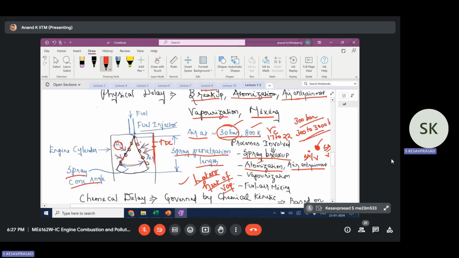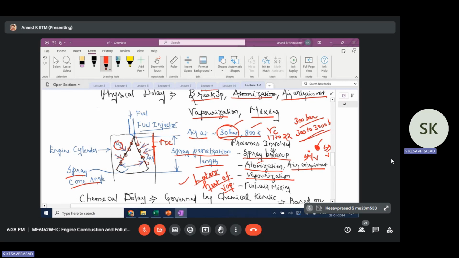So you have to expose the surface area of the fuel drop to the surrounding air so that the fuel will get into the next event, which is vaporization. We want this vaporization to be as quick as possible. Please note, all these processes should happen within a very small time scale. It should happen so quick. So what is the typical time scale? Microsecond? Milliseconds, sir.